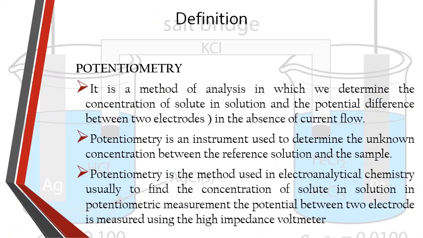In potentiometry, we measure the concentration of solutes by determining the potential difference between two electrodes with no current flow. This method is highly sensitive and is used to gauge the concentration of analyte in various solutions.